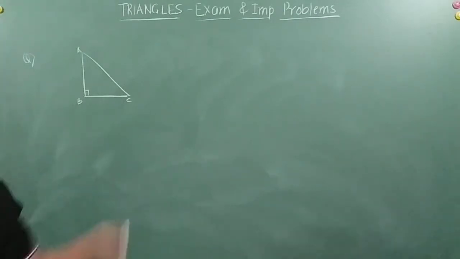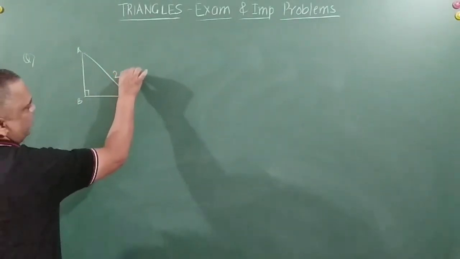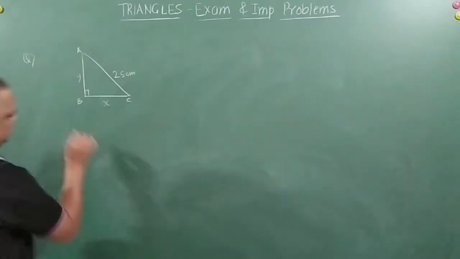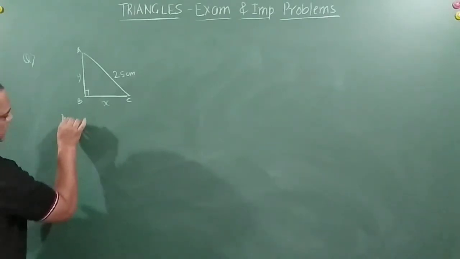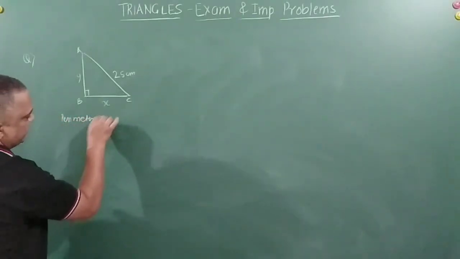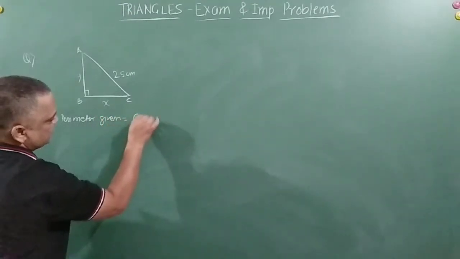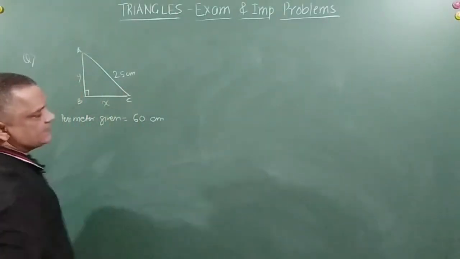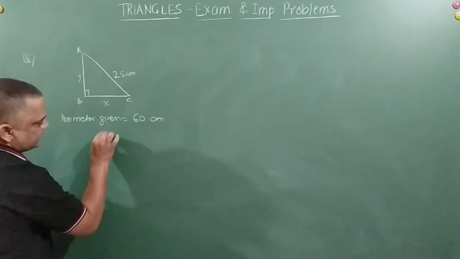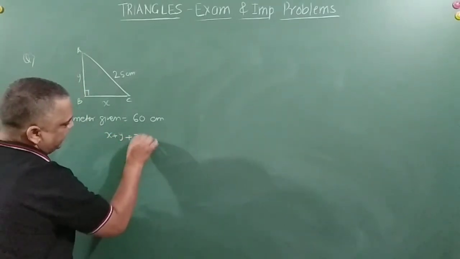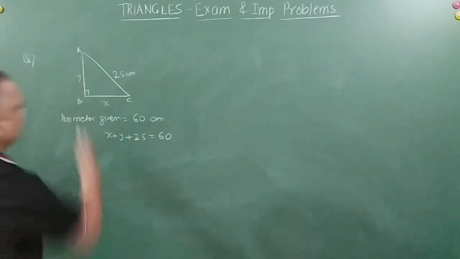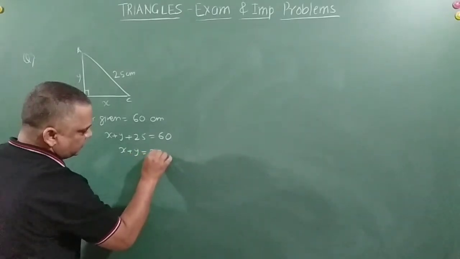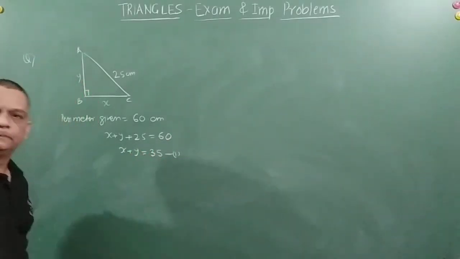So the hypotenuse is given to be 25 centimeters, sorry, and the perimeter given is equal to 60 centimeters. We are expected to find the area of this triangle. So the perimeter is 60 centimeters, friends. That means x plus y plus 25 is equal to 60. Correct? The perimeter is the sum of all three sides, which says that x plus y is equal to 35. We'll keep it aside.